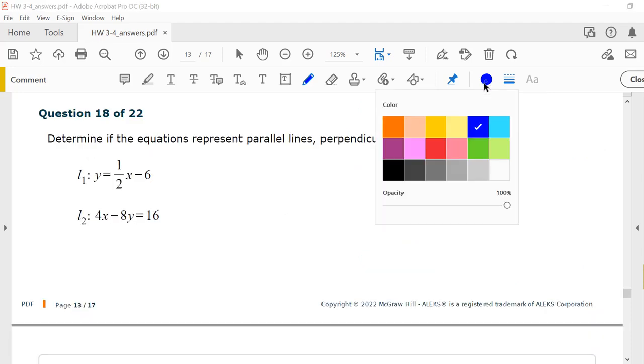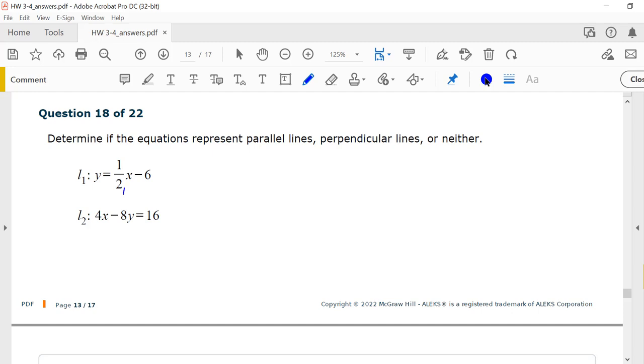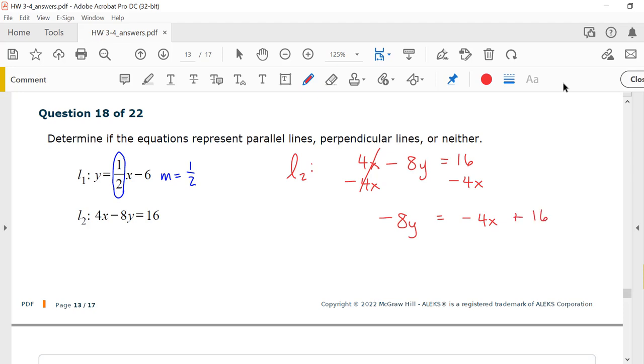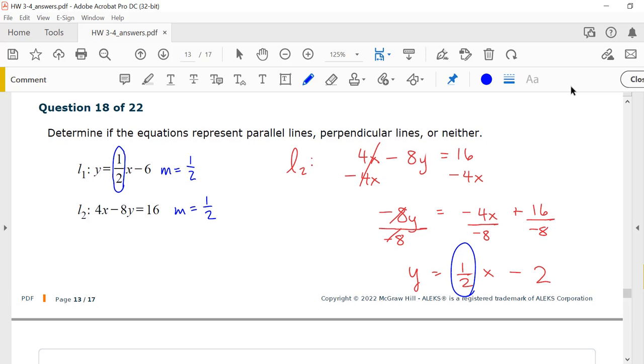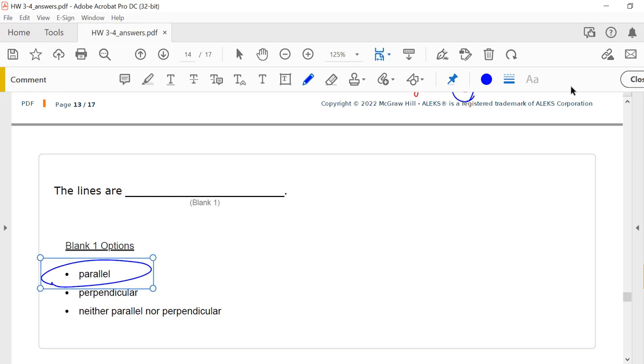Number 18. What's nice about line 1, it's already in slope-intercept form. The slope of line 1 is 1/2. Now for line 2, I have 4x minus 8y equals 16. Subtracting 4x from both sides, I have negative 8y equals negative 4x plus 16. Dividing everything by negative 8, I get y equals negative 4 over negative 8 is positive 1/2 x minus 16 over negative 8 would be minus 2. The slope of line 2 is also 1/2. Since the slopes of the two lines are the same, the lines are parallel.